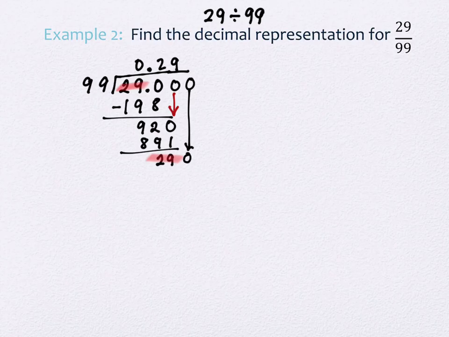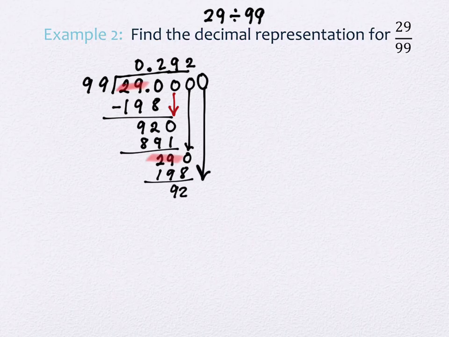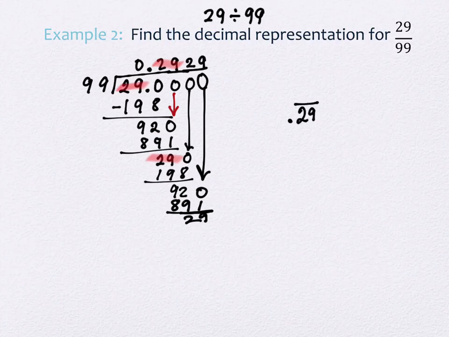You put in a 0 and you recognize this goes in 2 times. And you get 198, and then you get a 92. And then you put in a 0 and you recognize this goes in 9 times. And you get an 891 and a remainder of 29. Right? This piece, the 2 and the 9, are what's repeating. So when I write my repeating decimal, the bar goes over both the 2 and the 9. Feel free to write the 0 in front, or feel free not to write the 0 in front. Either way is okay. And we have this.